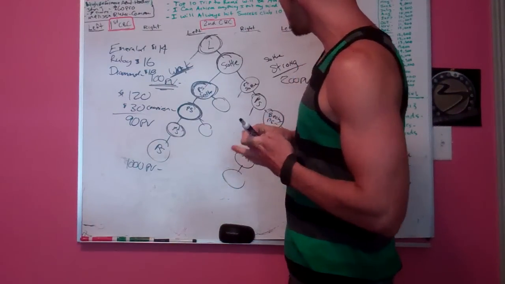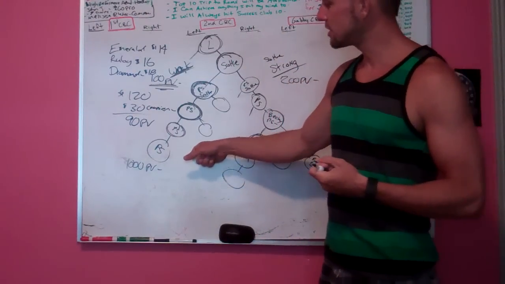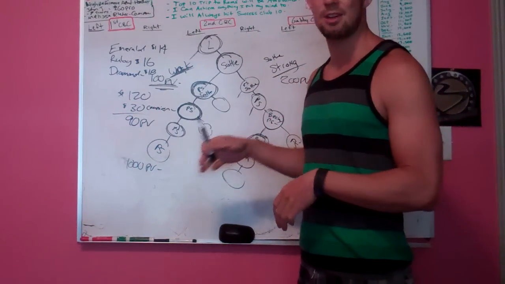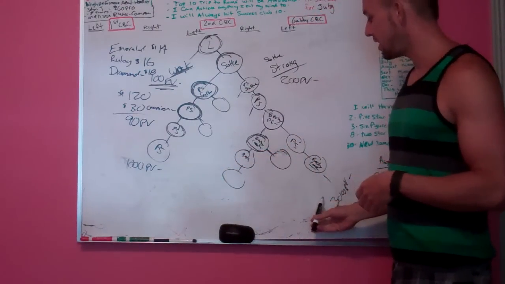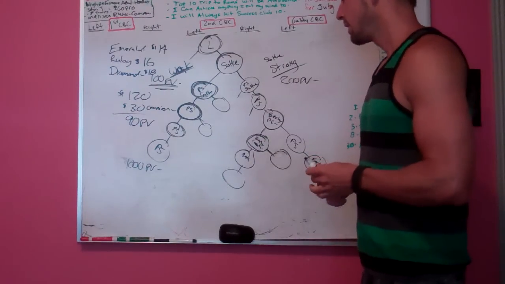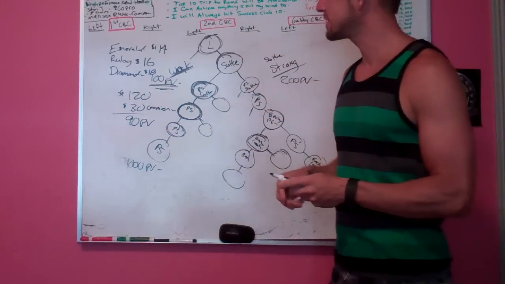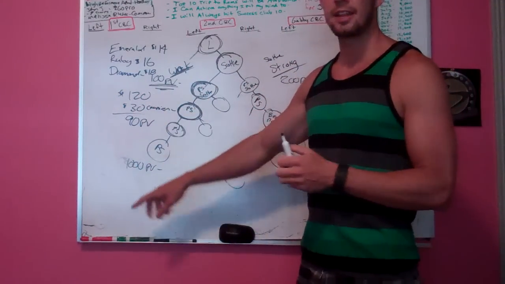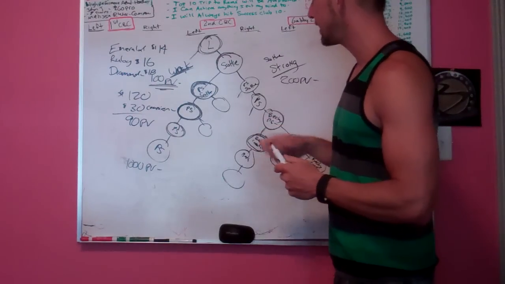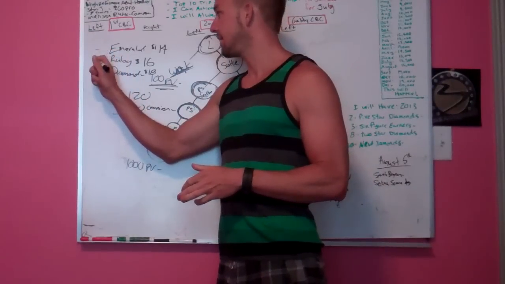The important thing to understand is that there's no limit to how deep your organization goes or to how much team volume you have. For example, right now we are about 50,000 PV on our weak leg and about 150,160,000 on our strong leg, which means as a diamond, you would make the bonus cycle times that calculation of 100 PV to 200 PV on the strong leg. Just so you guys understand this a little bit deeper, and I'll hit on the next video.